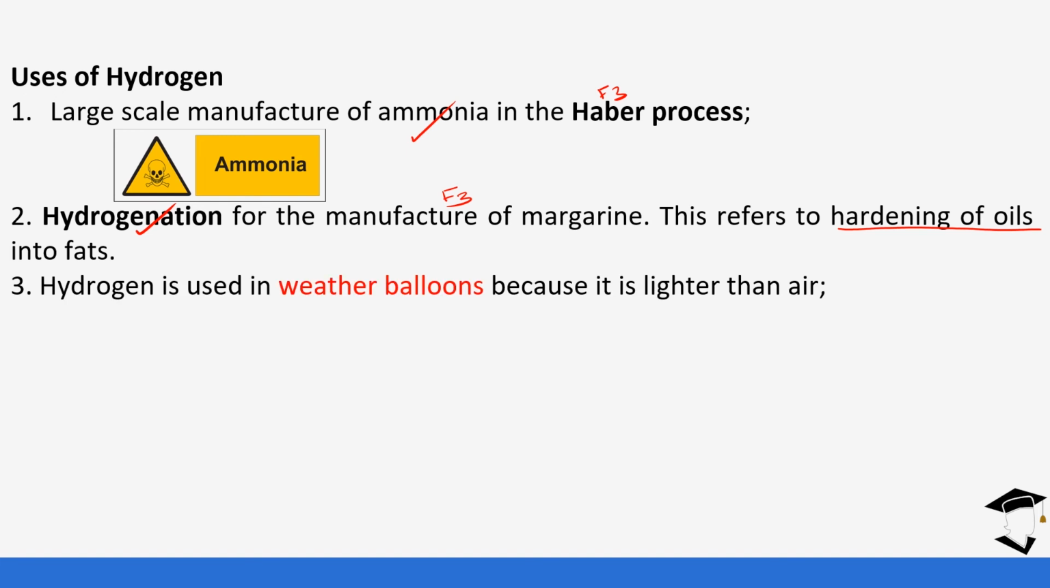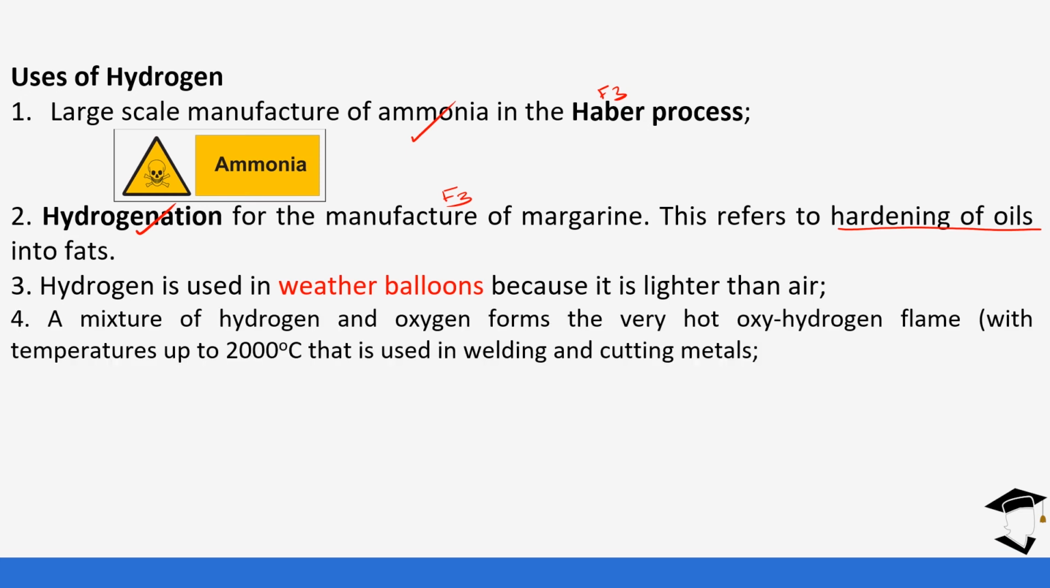Hydrogen is also used in weather balloons because it's lighter than air. Although initially it used to be used, they realized that it's very explosive, so they stopped using it because of that explosivity.